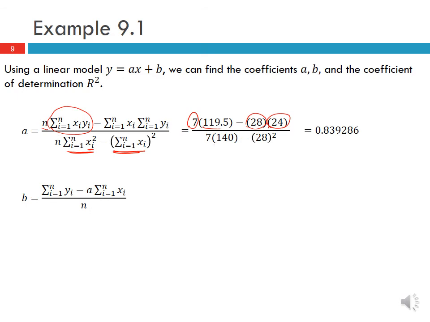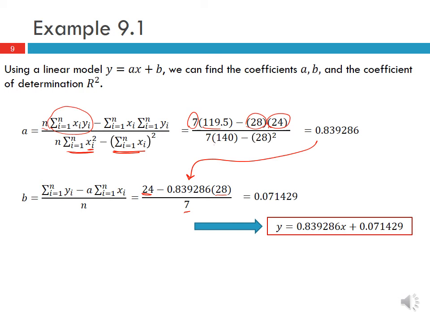And then using our expression for b, we can calculate b as the sum of y, which was 24, and then we plug in our a and multiply by the sum of xi, which was 28, and divide by n, which was 7. And we find that b is 0.071429, which means that our model has the form y is equal to 0.839286x plus 0.071429, so ax plus b.